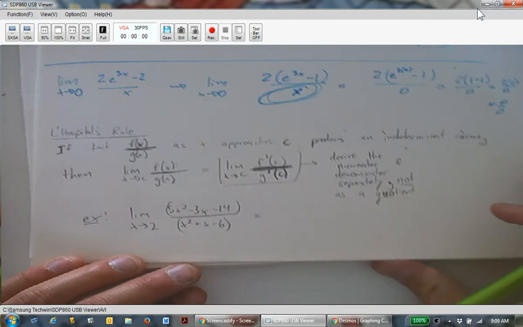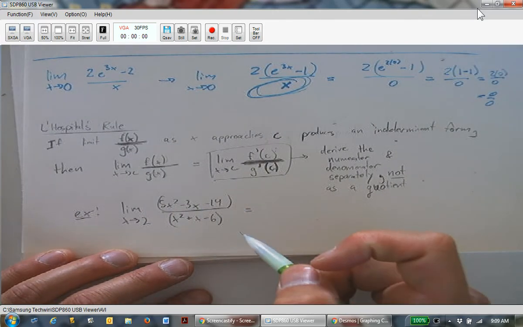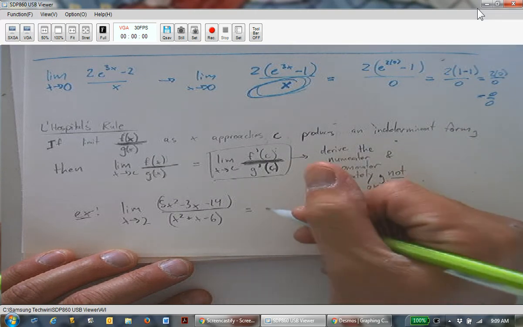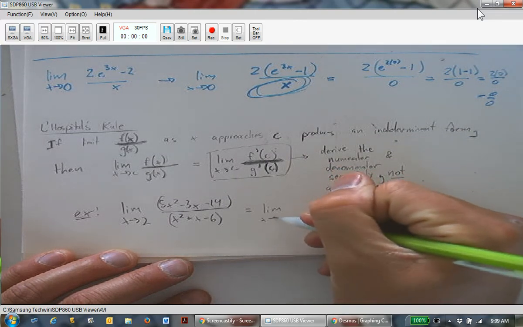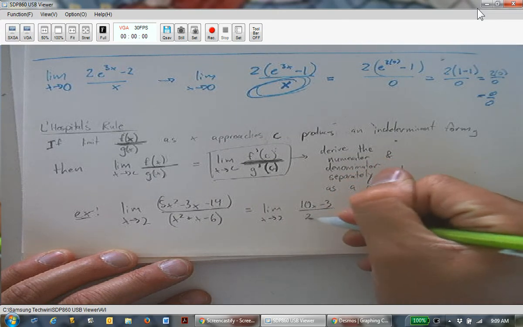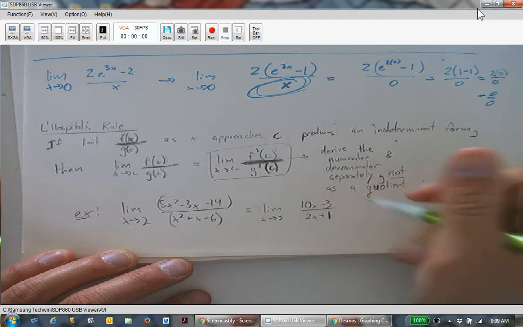All right, so let's take the derivative of the top. What is the derivative of 5x squared minus 3x minus 14? What is the derivative of that statement? 10x minus 3 over 2x plus 1.